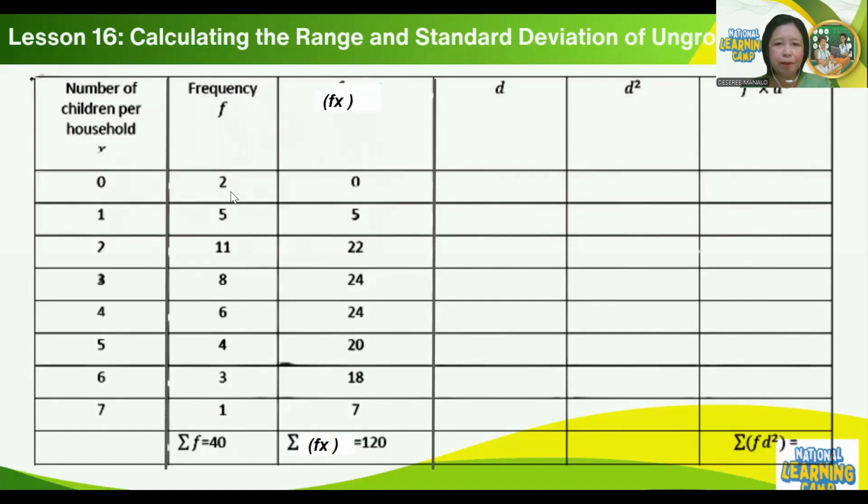Just multiply the number of children by its frequency. So 0 times 2 is 0. 1 times 5 is 5. 2 times 11 is 22. 3 times 8, 24. 4 times 6, 24. 5 times 4, 20. 6 times 3, 18. 7 times 1 is 7. And we get the total, or the summation of fx, which is equal to 120.